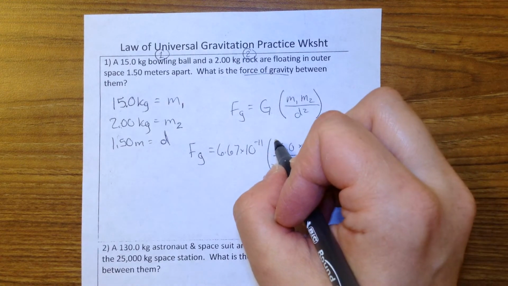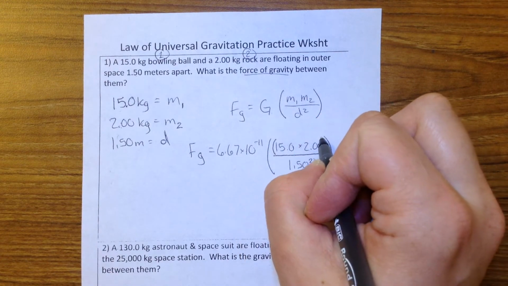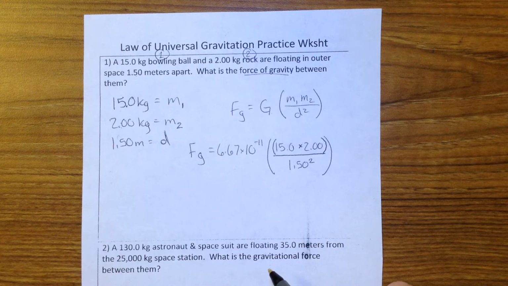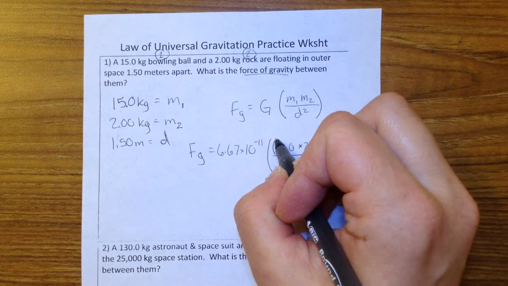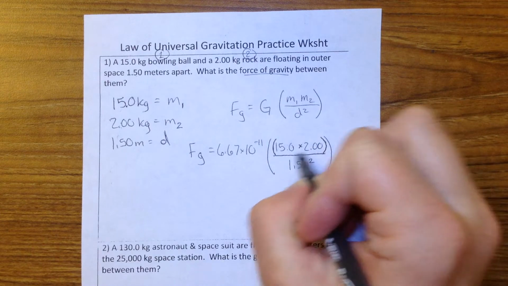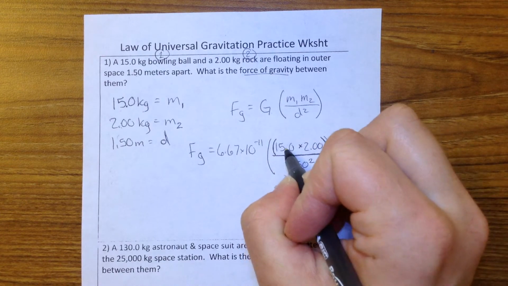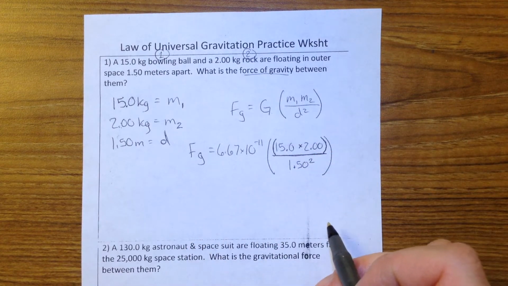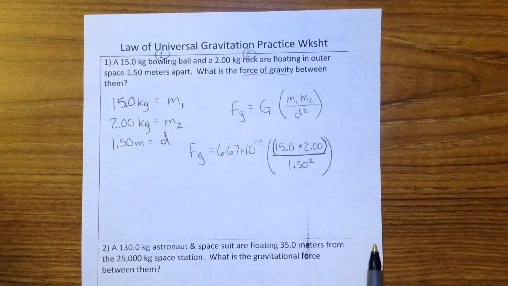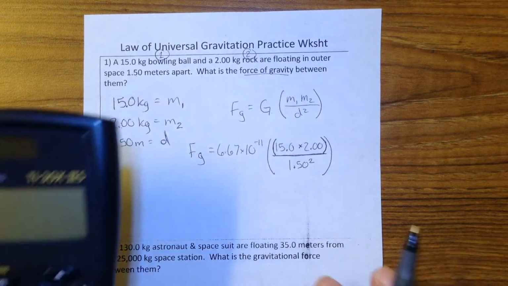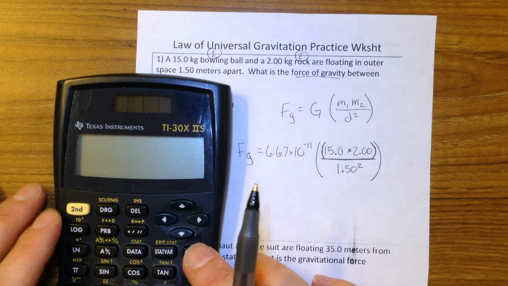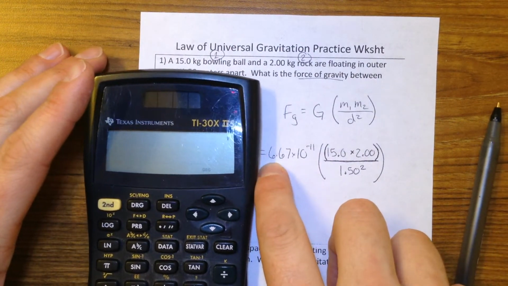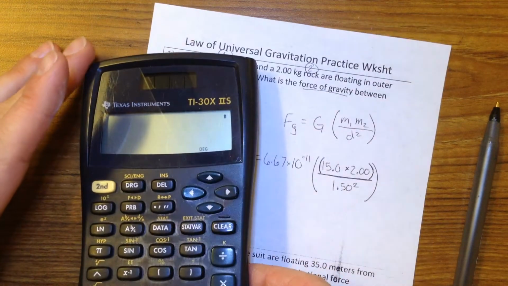Now, I need to emphasize, you need to multiply that 15 times 2 before you divide. You must multiply that 15 times 2, and then you'll divide it by the 1.5 squared, and then that will be multiplied to the 6.67 times 10 to the negative 11. Now, to be successful, you need to be able to do this on a calculator. So, let's first try putting the universal gravitational constant into the calculator.